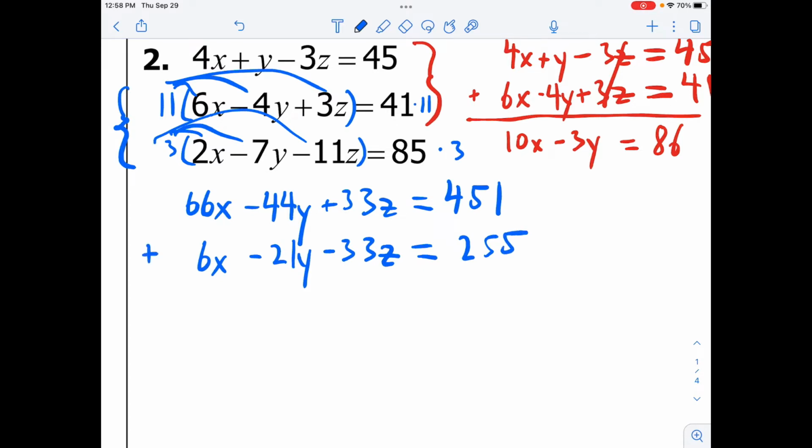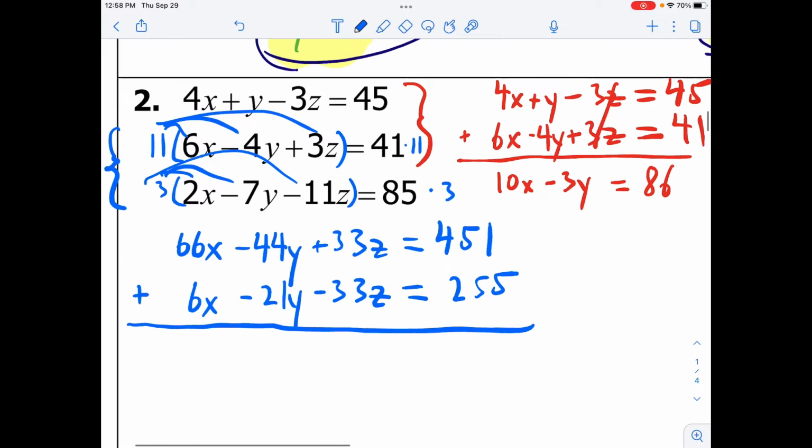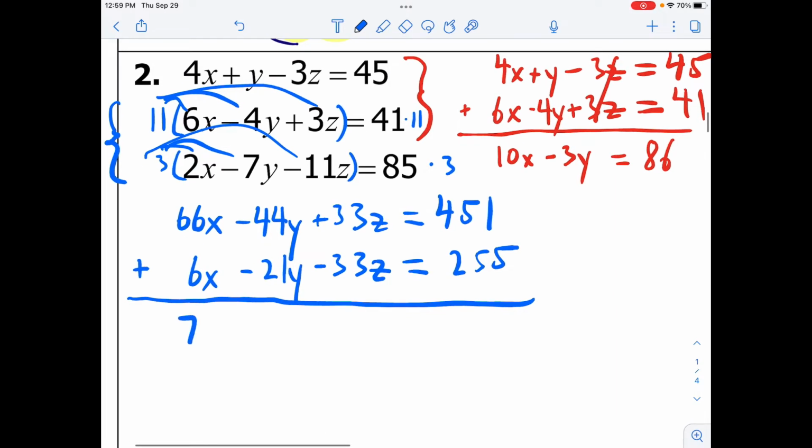So let's add these 2 together. Right, I think I did that right. Just want to check my work here. Good, so we get 72x, -44 minus 21 that's minus 65y. That cancels, equals what's 451 plus 255? That's 706.